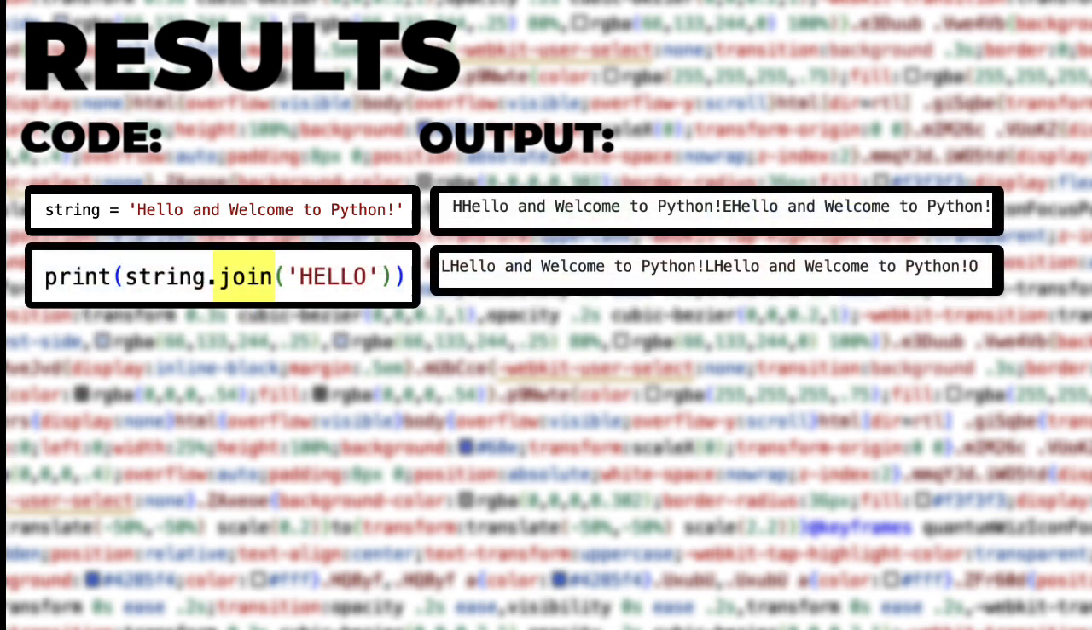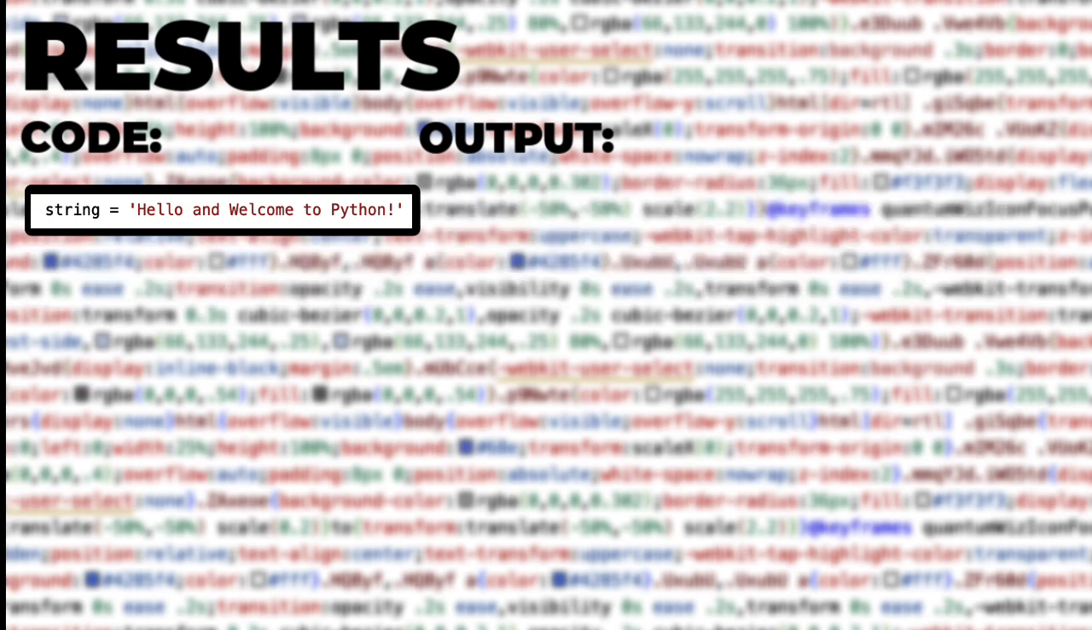Next up is join. The string that you place into the brackets will place the first character in, then print the string, then put the second character in, then print the string again, and then repeat until we get to the last character. Now let me show you an example. As you can see, we get H, hello and welcome to Python, E, hello and welcome to Python, L, hello and welcome to Python, L, hello and welcome to Python, O.